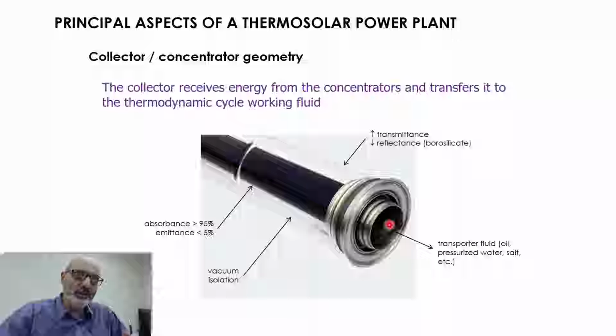So the objective is to heat the primary fluid, which can be oil or pressurized water or even liquid salt. And the outer surface of this tube is black in order to have a maximum absorbance. And outside you have a glass tube, and the space between the inner tube and the glass tube has vacuum, in order to avoid heat losses due to convection.